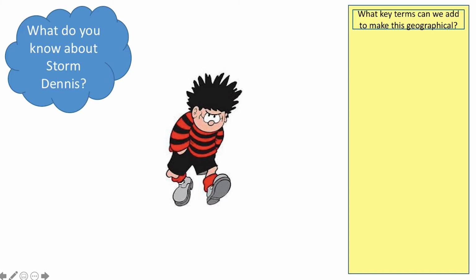On the right, I've got a yellow strip which says what key terms can we add to make it geographical. Try to think about steady rainfall, overland flow, less interception, urban areas. All this language will make you sound like a real geographer.